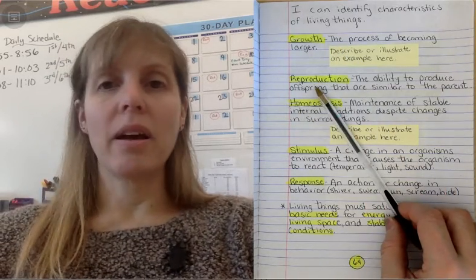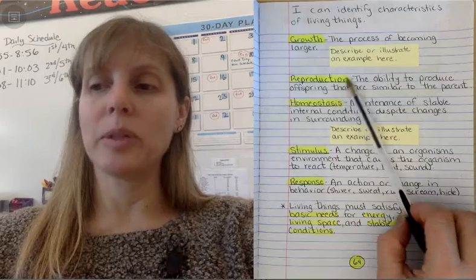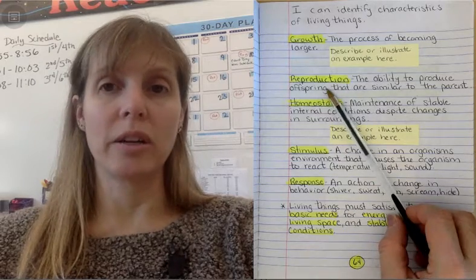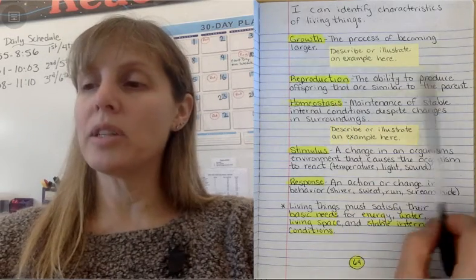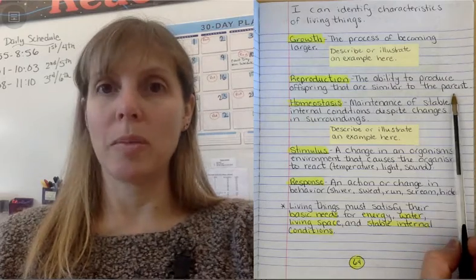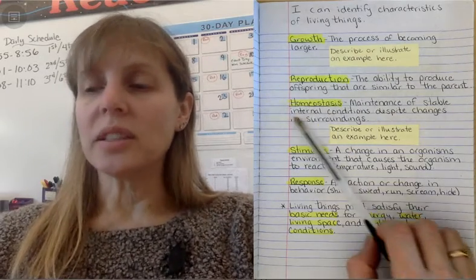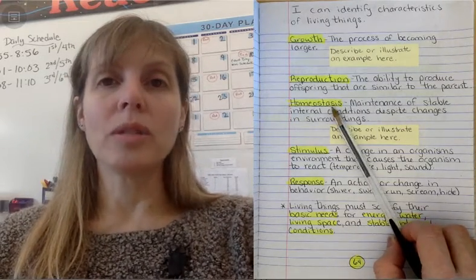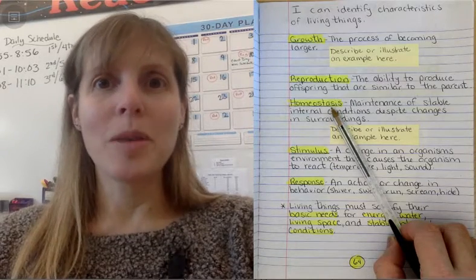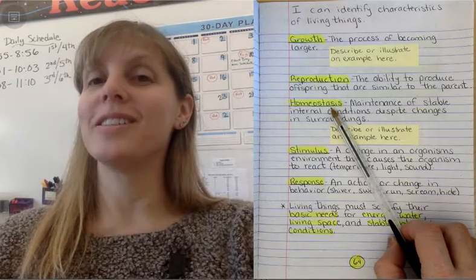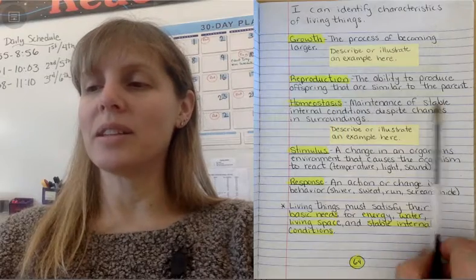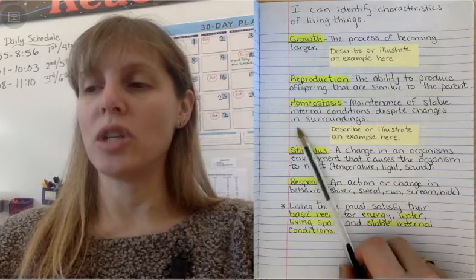Another piece that's important for life is they have to be able to reproduce. Reproduction is a characteristic of life, and it is the ability to produce offspring that are similar to the parent. Homeostasis is really a cool word. Homeostasis. Say it with me. Homeostasis is awesome. It's really the maintenance of stable internal conditions despite changes in surroundings.